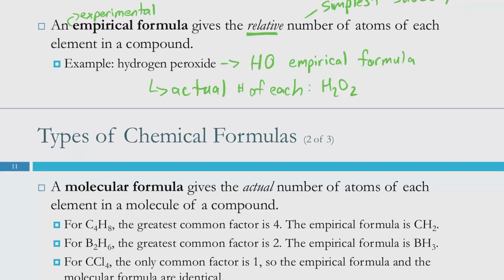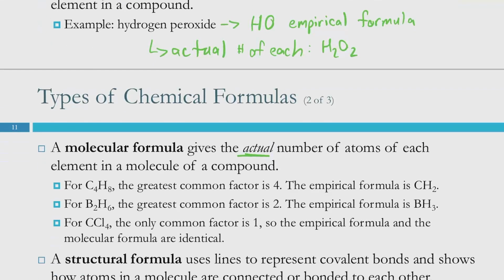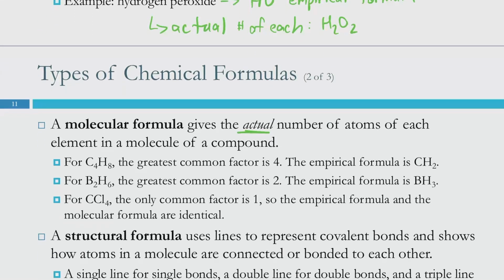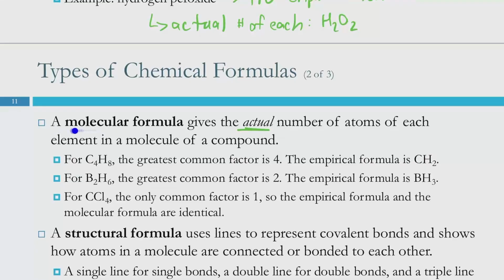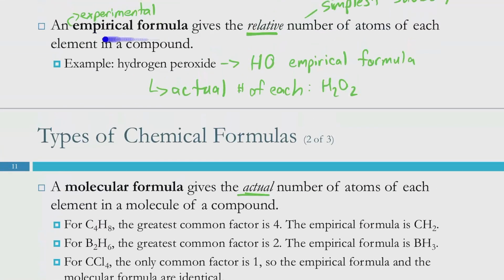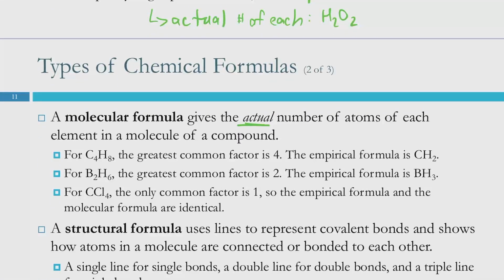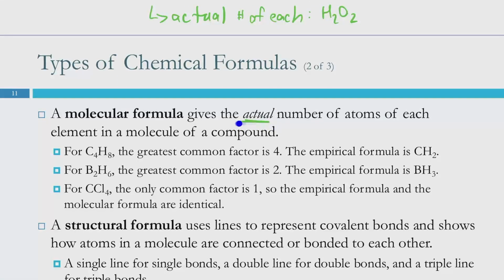We also have the molecular formula. That's the actual number of atoms. And we can convert between molecular formulas and empirical formulas. Some information is needed to do that. So if we have our molecular formula, this is the number that are actually in each molecule or each piece of the compound. So for C4H8, the greatest common factor is 4.